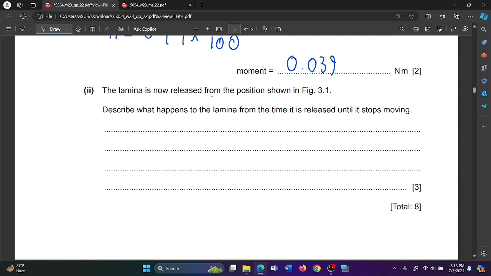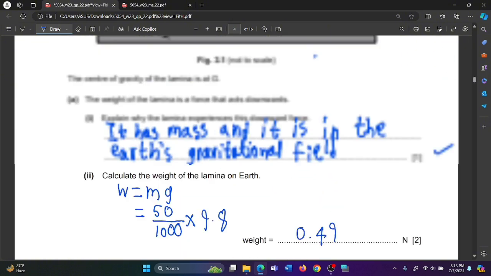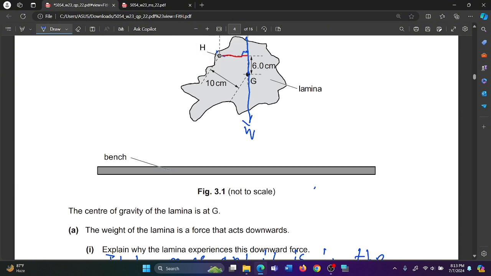Okay. So as we know, the lamina experiences a moment due to the weight, and as we are holding the lamina, we are providing a reverse moment that's cancelling the moment due to the weight, causing zero moment. Now, as we release the lamina, it will experience this moment, 0.039 Newton meter, which would cause the lamina to move in which direction? In clockwise direction, as the weight is causing a clockwise motion. So the oscillation of the lamina would be in the clockwise direction initially.